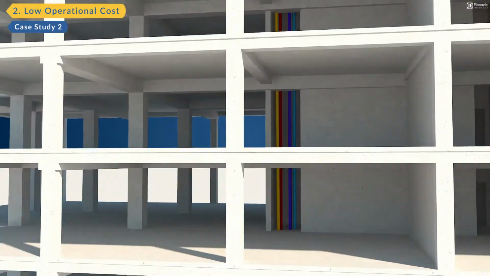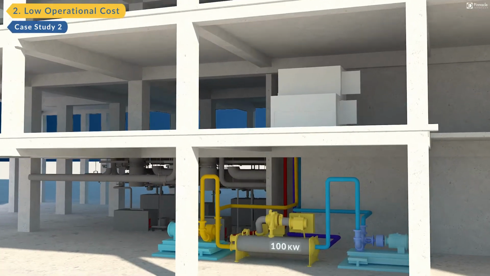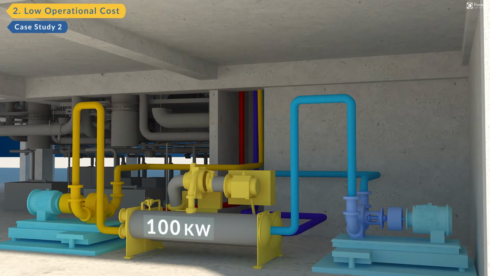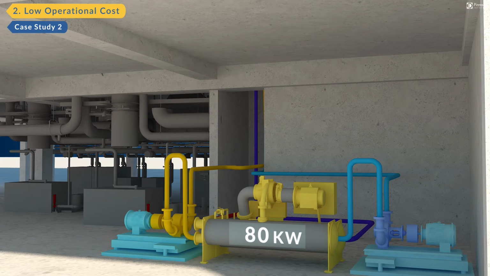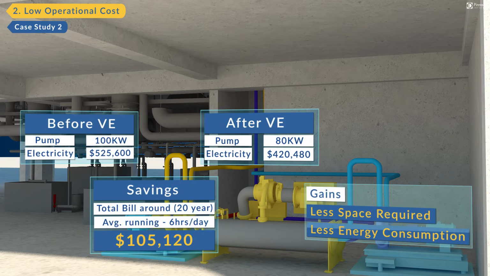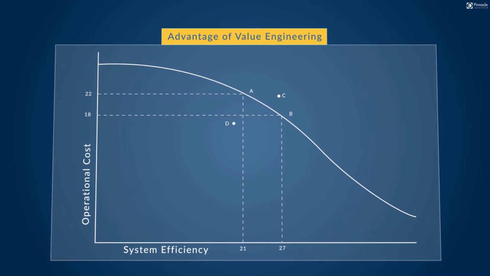According to the input drawings of the chiller pump in this multi-storied building, its power consumption was 100 kilowatts, which was higher than necessary. After VE, we optimized the energy requirement of the chiller pump and reduced the power consumption to 80 kilowatts. If we assume 12 cents per unit of electricity and 6 hours of average running per day, then the total savings over a 20-year period will be $105,120. This graph shows higher system efficiency, resulting in low operational costs.